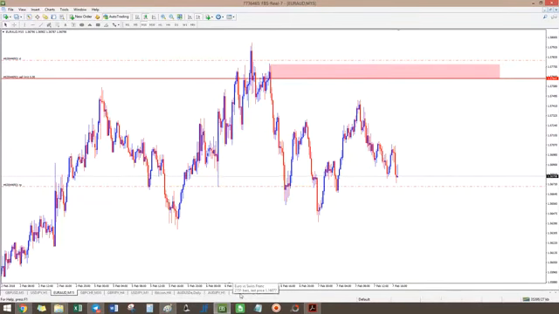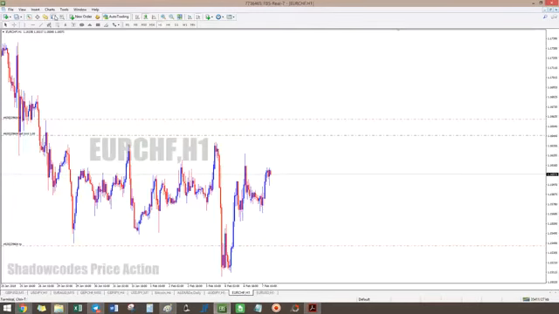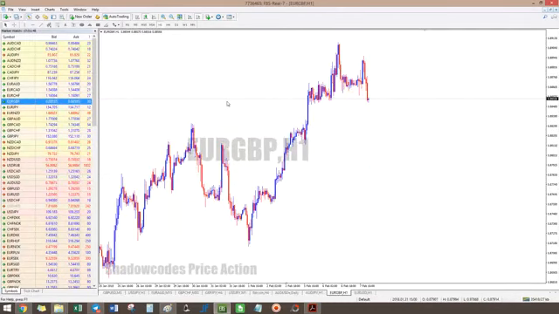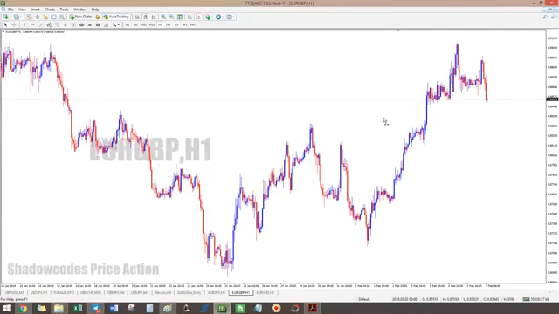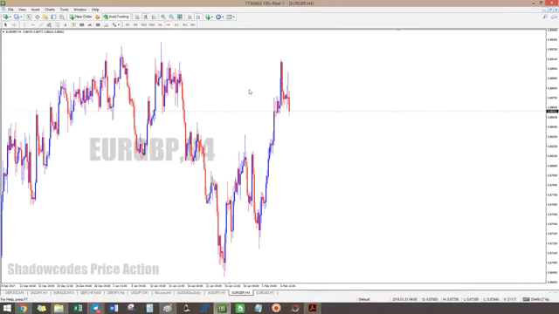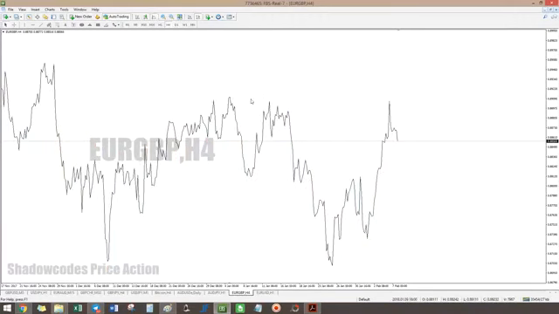Wait a moment. Euro GBP. Is it here? Want to show you an example. All right, Euro GBP. Okay, we change it to line chart.